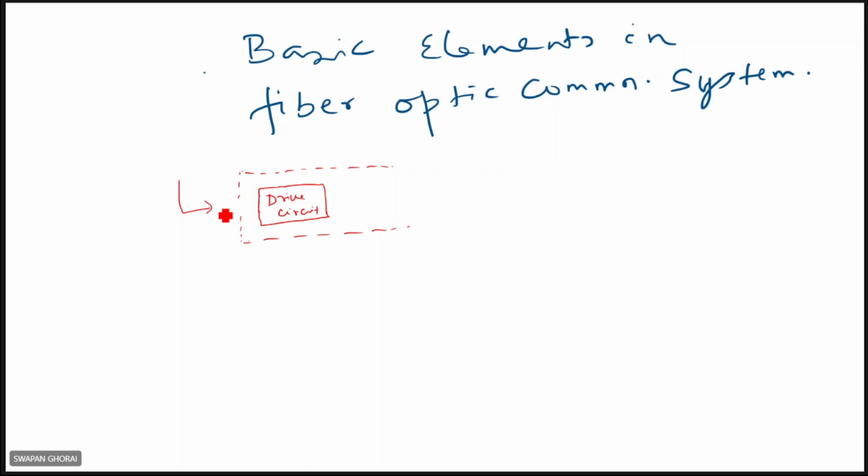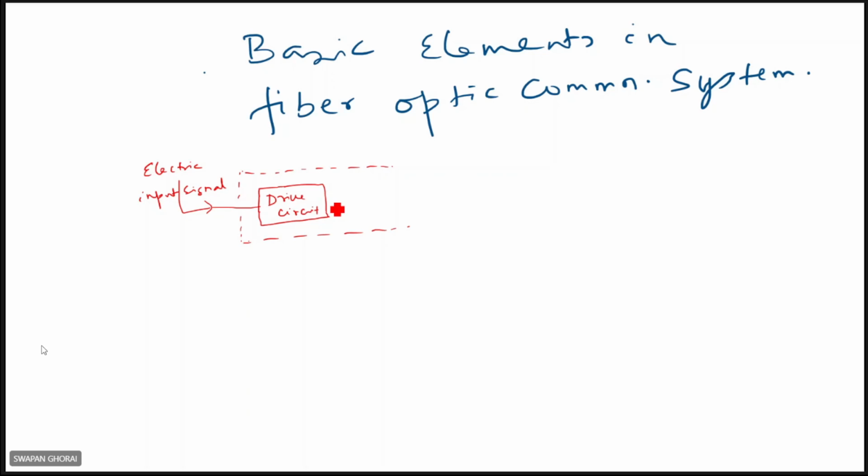The first element is a drive circuit, right? And so this is your input signals. These signals can be analog or digital. Whatever we say, this is the electric input signal. It can be analog or digital. So that is fed into the drive circuit of the sources.